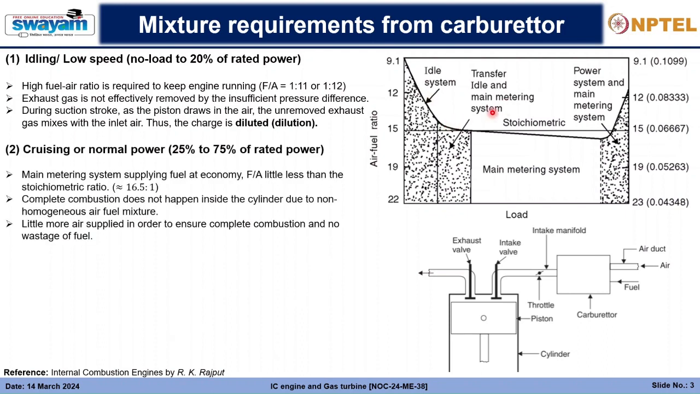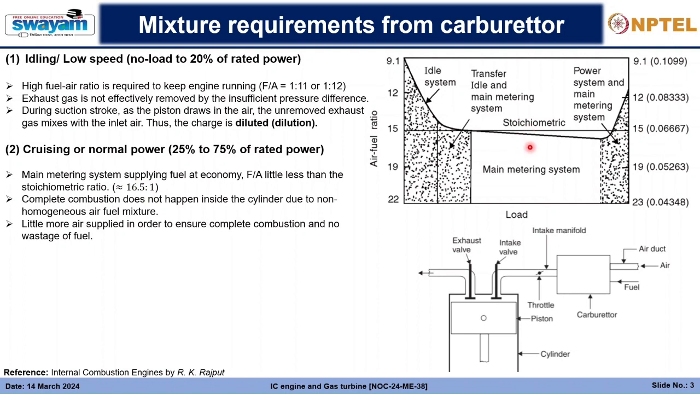Then there is the main metering system, for when the car is moving at normal power or cruising. That is 25% to 75% of rated power. The main metering system has the objective of supplying fuel at economy. So the fuel-air ratio is a little less than the stoichiometric ratio. This is actually the air-fuel ratio. The air-fuel ratio will be 16.5 air to 1 of fuel, so it is a little bit below the stoichiometric.